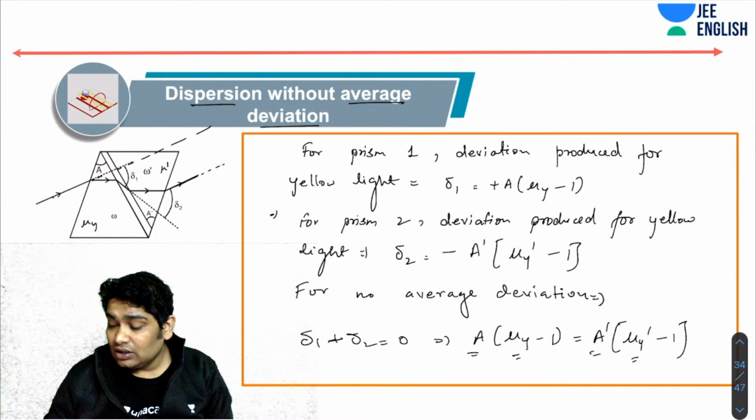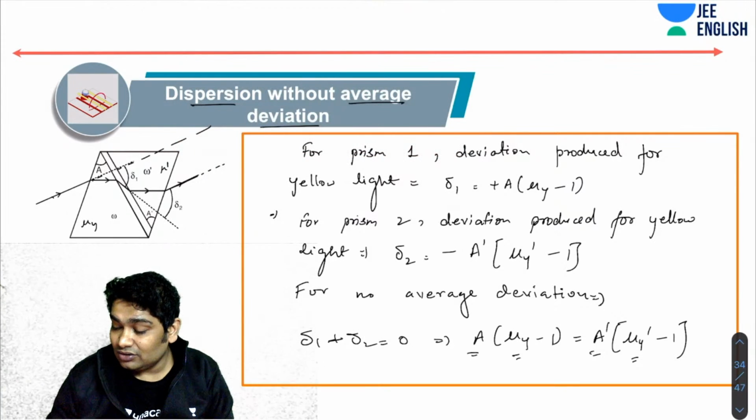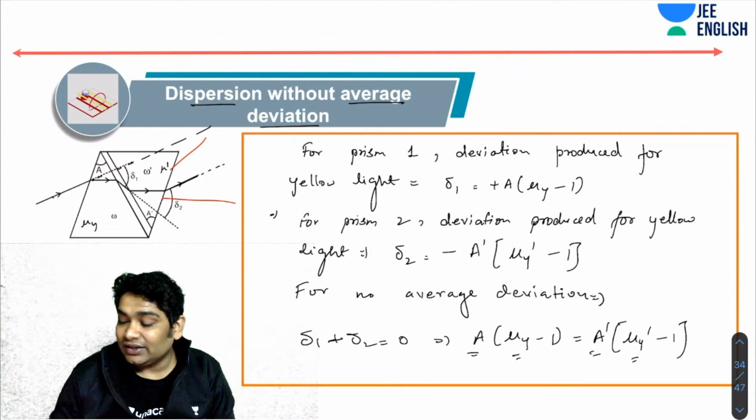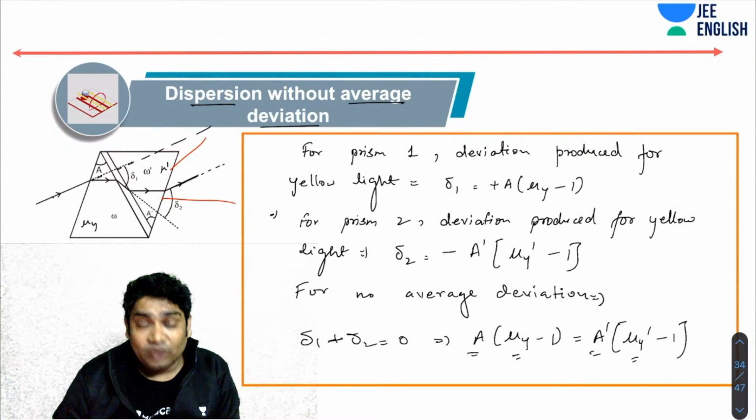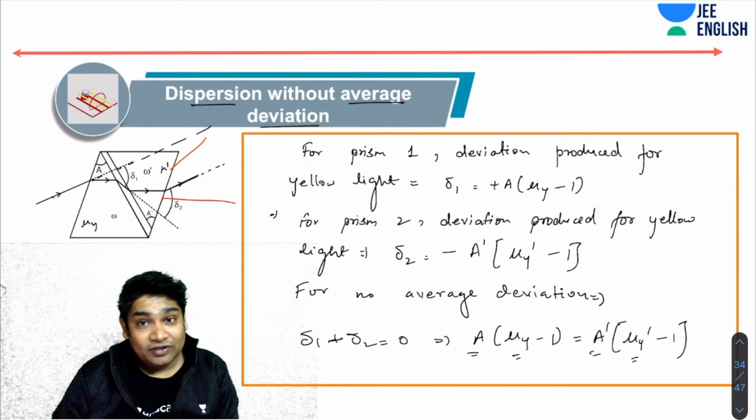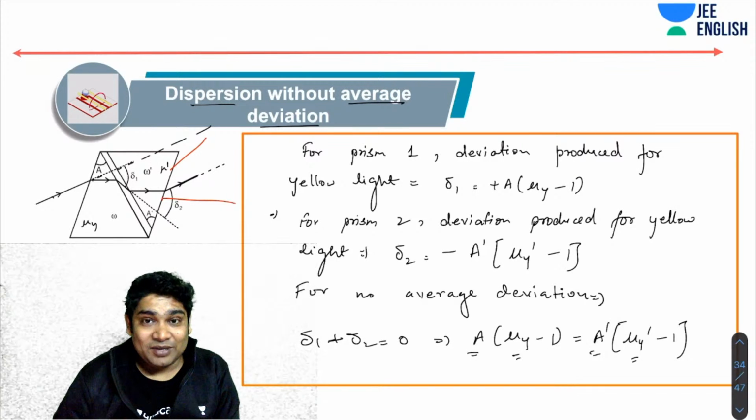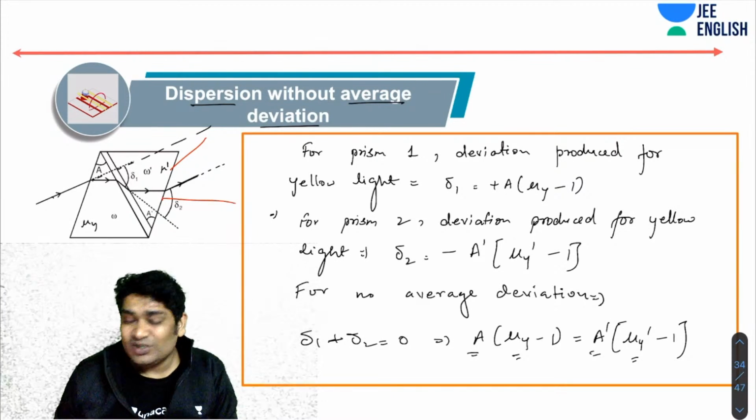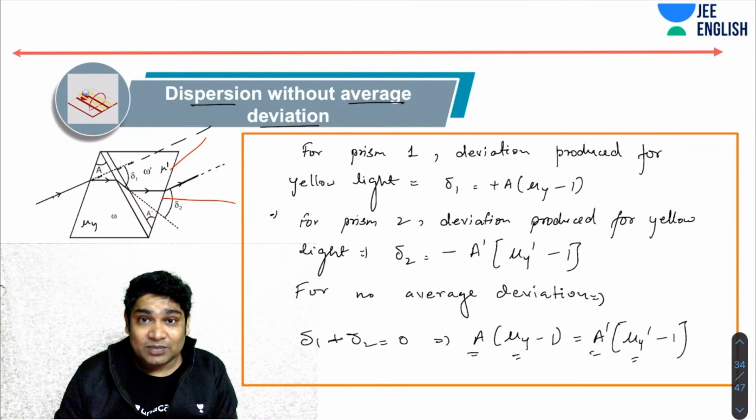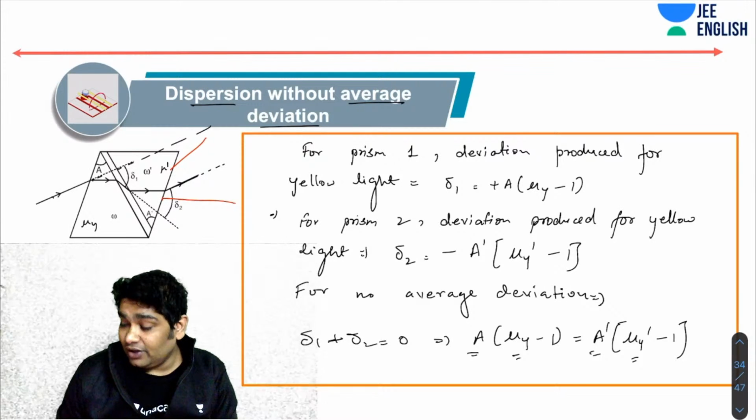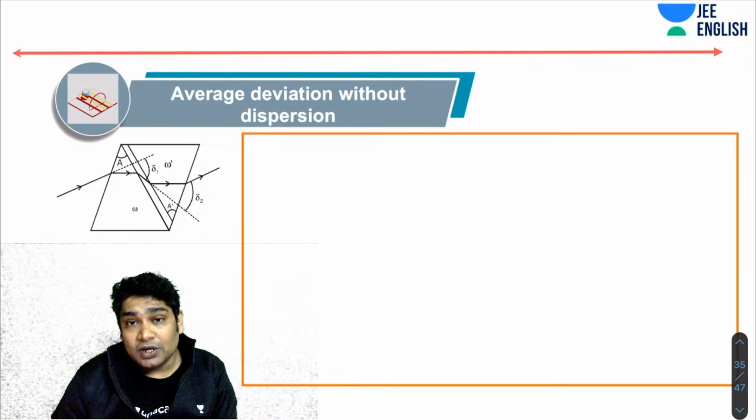Okay, so you will realize the light rays would actually travel like this, but the yellow would have been traveling parallel to the original path. So there would be dispersion, and the angle of dispersion will not be zero. However, there would be no deviation as the yellow light would emerge parallel to the incident light. The average deviation is zero. When I say dispersion without deviation, we mean average deviation. Next, you have a condition where you are asked average deviation without dispersion.